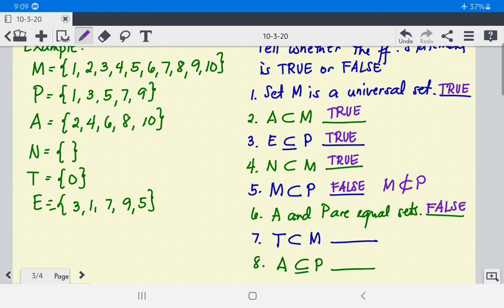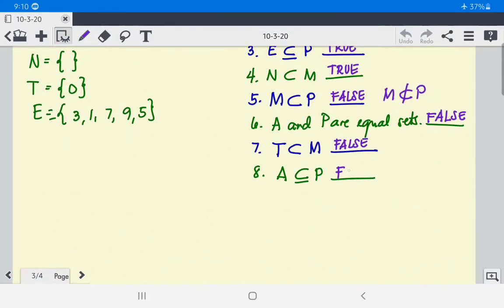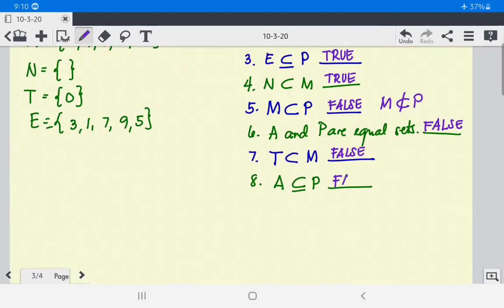Number 7, T is a proper subset of M. So the answer here is false. Okay, since 0 is not an element of M, T is not a subset of M. Next, that is false. Next, number 8, A is a subset of P. So here, as you can see, this is false. Okay, this is a false statement.